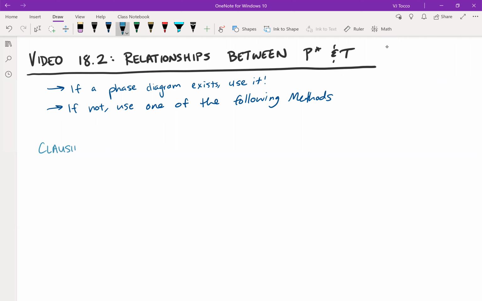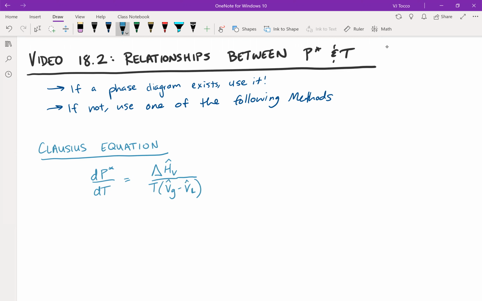This is called the Clausius equation. You will go into more detail about how this equation was derived in a future class. For material and energy balances, I'm not necessarily interested in where this comes from, but what we can derive from it. The Clausius equation says that the derivative of the vapor pressure, dP star, with respect to dT is equal to delta HV over T times the difference in the specific volume of the gas minus the specific volume of the liquid.